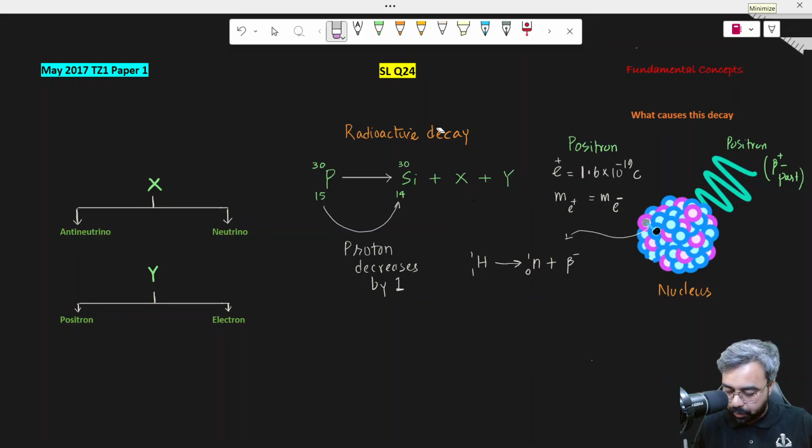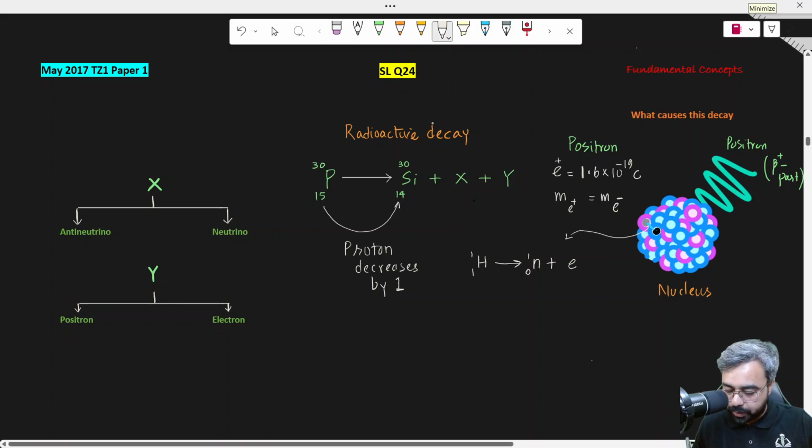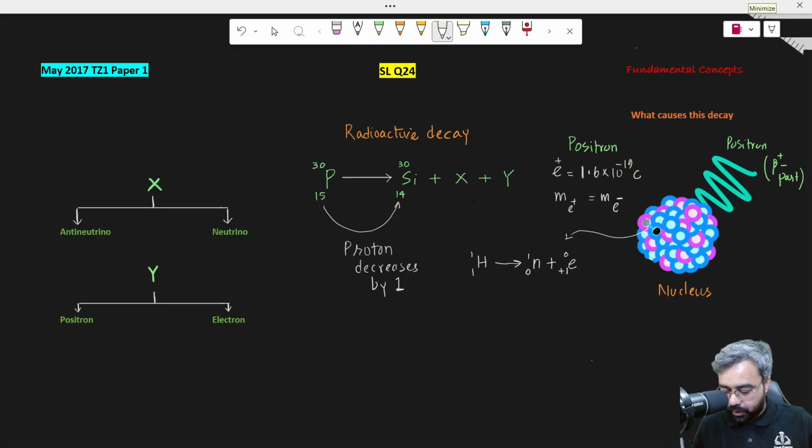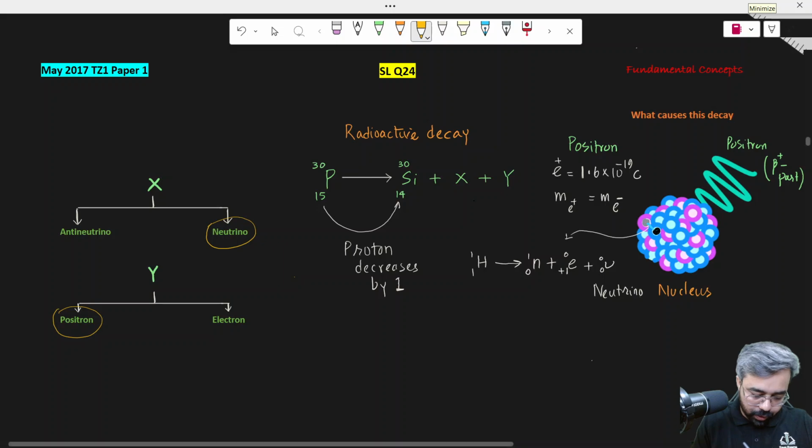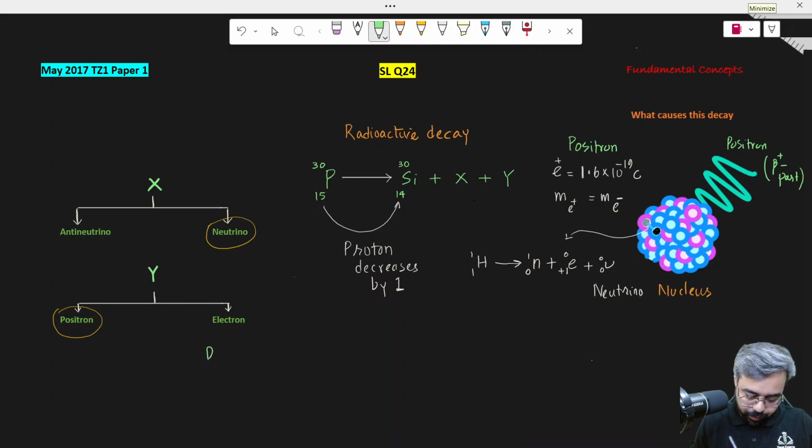Now this beta positive particle is actually a positron, as I mentioned. So it has a plus one relative charge, and zero, just like we write zero for an electron or a beta negative. And remember that this other particle is a neutrino. So a neutrino is also a particle which is emitted, and some energy is emitted as well. So X is the neutrino and Y is the positron. That's why the right answer is option D, which talks about this radioactive decay.